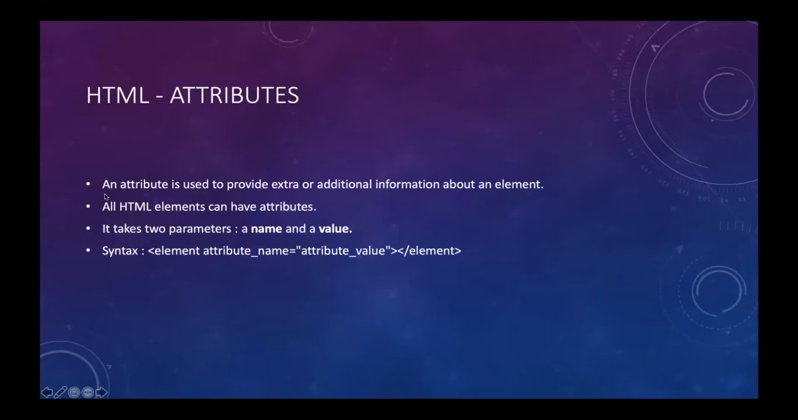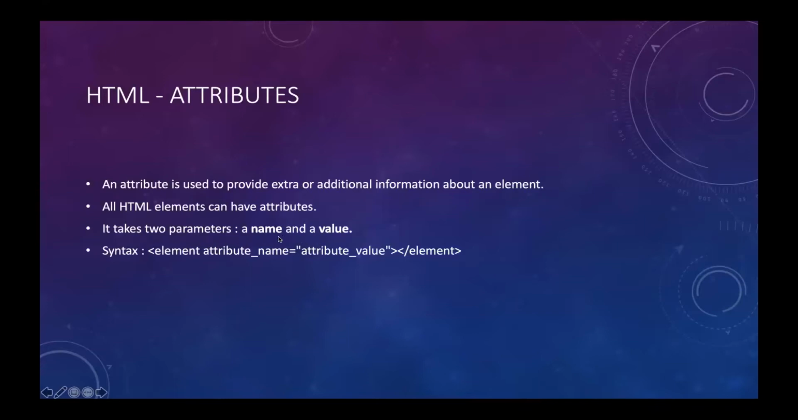I don't follow the definition, but I want you to read it. Can you read it, Pravina? The first point. An attribute is used to provide extra or additional information about an element. Okay, you clear, right? So all the HTML elements we are using can have attributes. It takes two parameters, a name and a value.